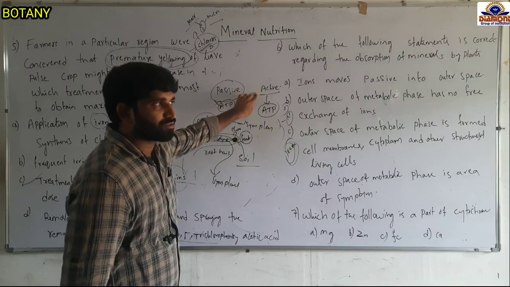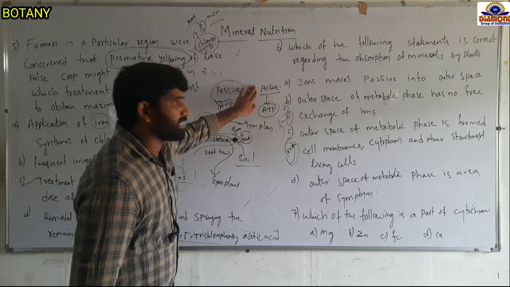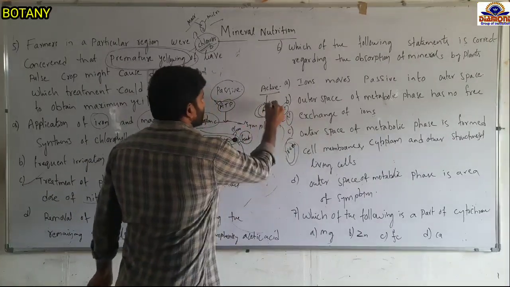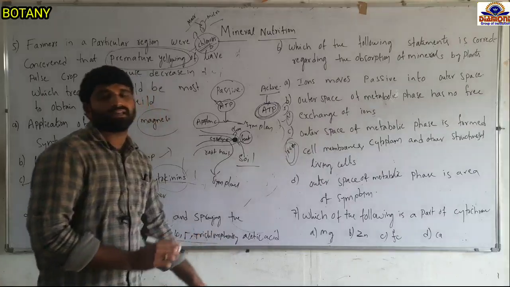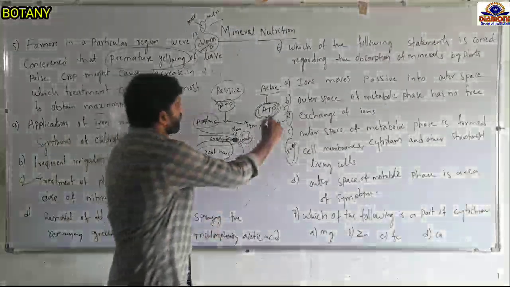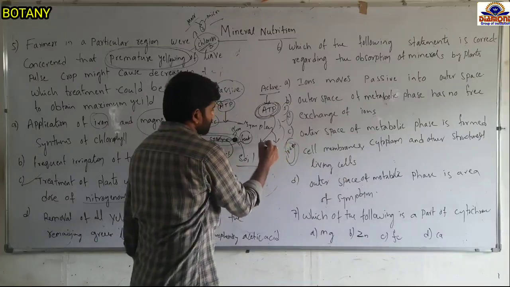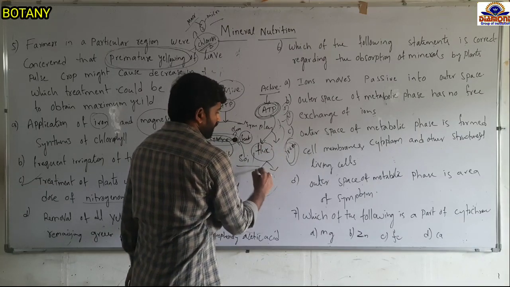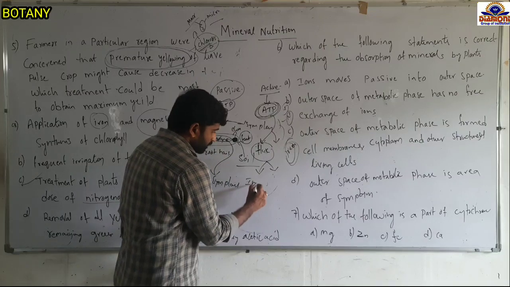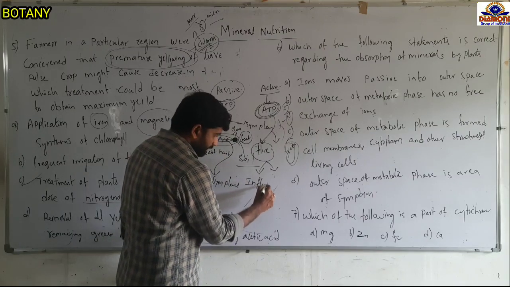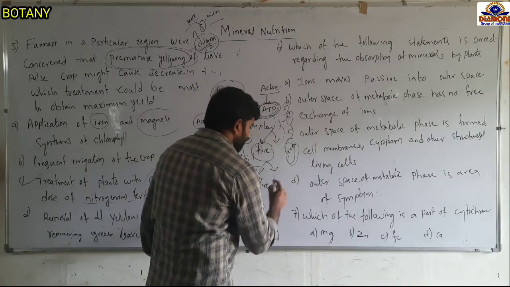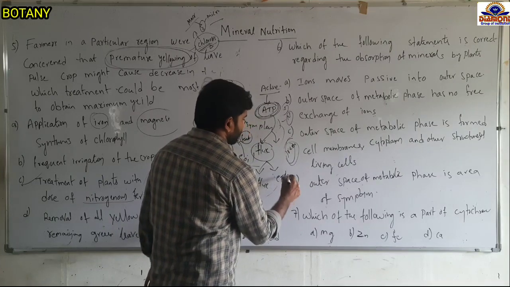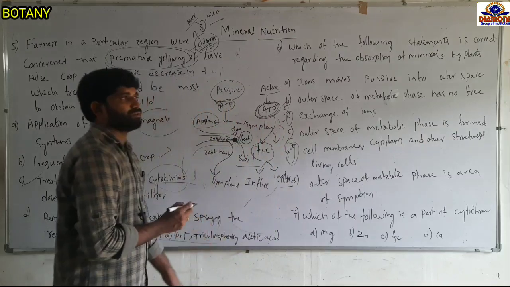And active absorption: absorption of elements takes place from the soil into the plant body, that is through the roots, using ATP energy. It is called active absorption. In active absorption we discussed flux movement. The movement of ions into the root hair cells is called influx. The movement of ions out of the root hair cells is called efflux. Influx and efflux are seen in active absorption.